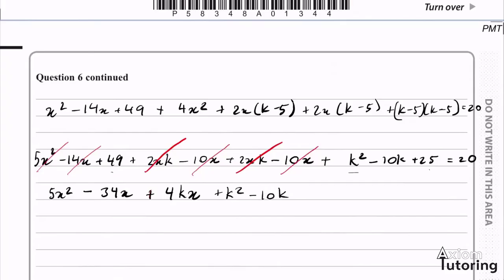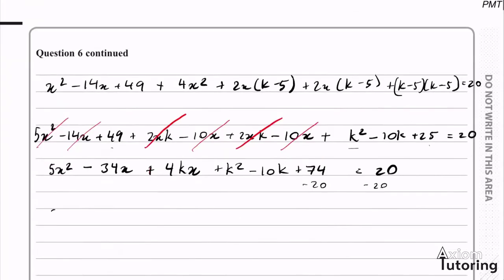So that's 74 plus 74 equals 20. And here we have to take away 20. So take away 20, take away 20. So we have 5x squared minus 34x plus 4kx plus k squared minus 10k plus 54 equals 0.